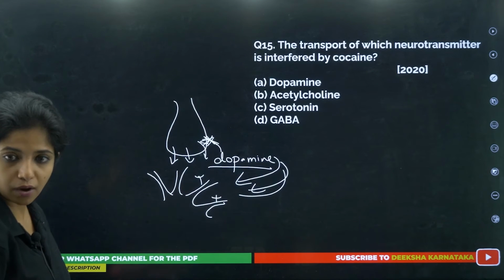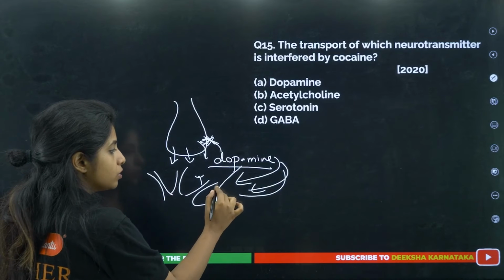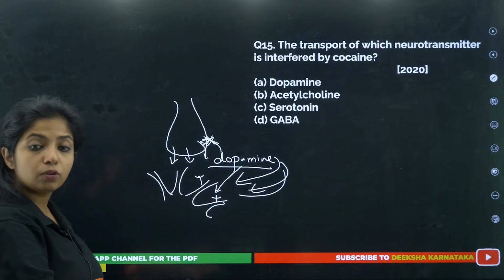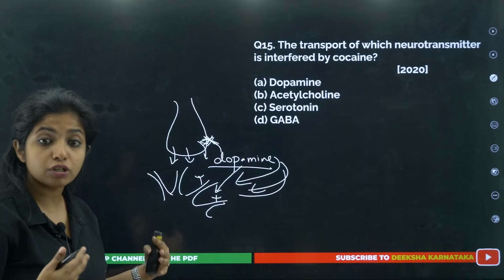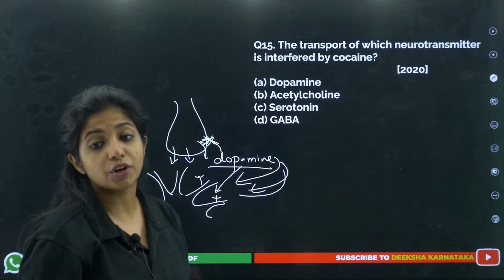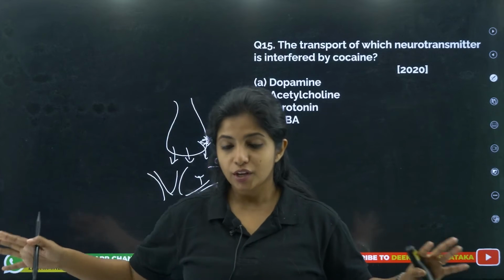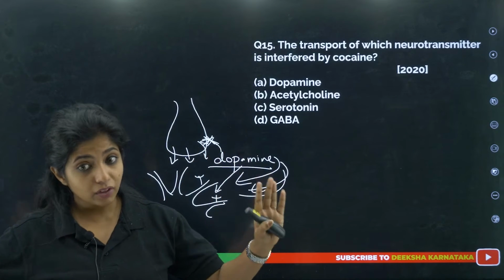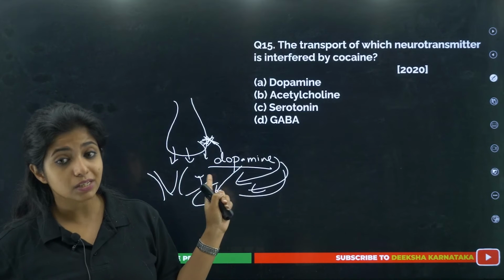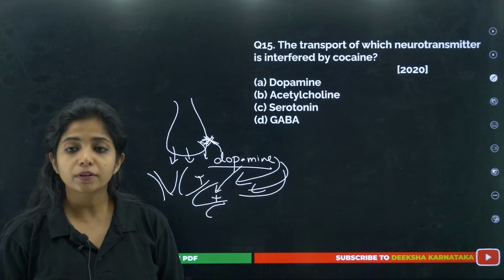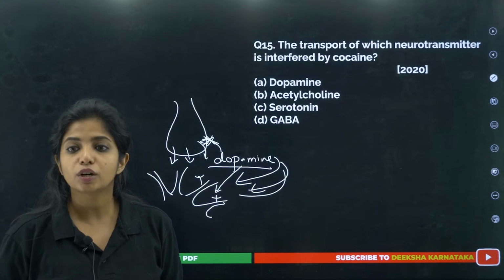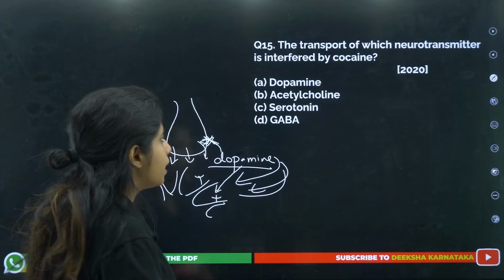Which is why the dopamine keeps on staying there, and it goes and attaches on the next neuron and the signaling goes on, which is why dopamine is known as the happy hormone. If its secretion is more, then obviously that person will be in a state of euphoria, too much happiness. Which is why we say we should not be having cocaine, because you are messing up with this system altogether. That person will be really, really happy. So the transport of which neurotransmitter is interfered with by cocaine, children? It is dopamine.